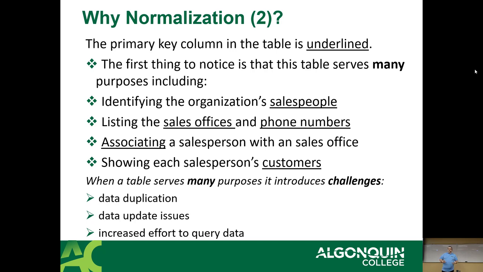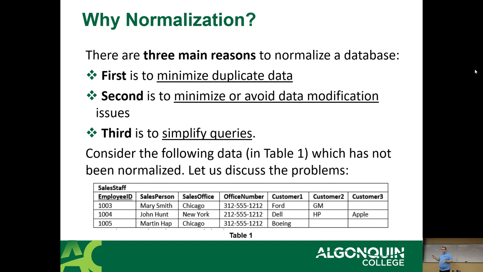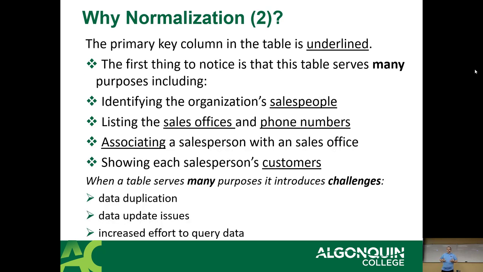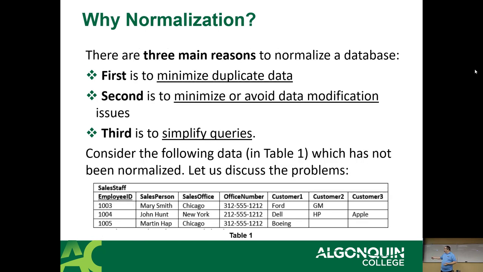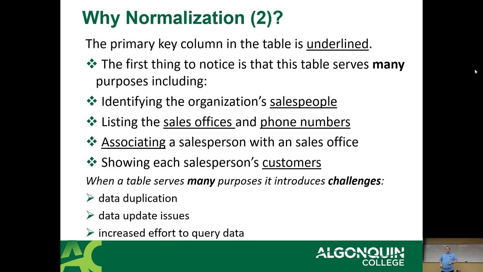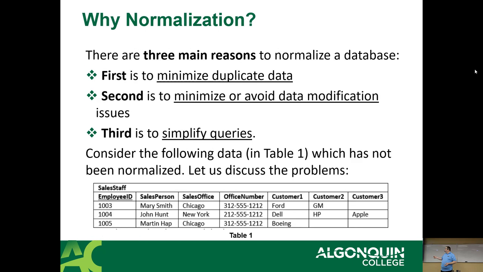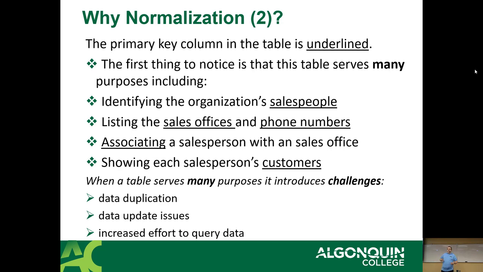So in this table, which I'll have to flip back and forth, you'll notice that they defined a primary key, an identifier, and they underlined it: employee ID. Great. The first thing to notice is that this table serves many purposes. It identifies the sales reps, the employee ID and salesperson. It lists the sales offices and those numbers, so there's the sales office and the phone number for the office. And it lists each salesperson's customers. Now, whenever a table serves more than one purpose, it adds a lot of challenges.